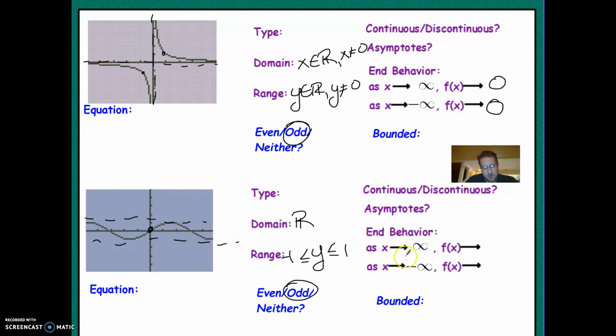So it's bounded on both sides. The end behavior actually will change, so it's going to go up and down as you go to the right, and same with the left-hand side. So this end behavior actually changes over time. This is continuous. It does not have any asymptotes, even though I drew dotted lines. It actually does hit those. I was just showing that to show the range.